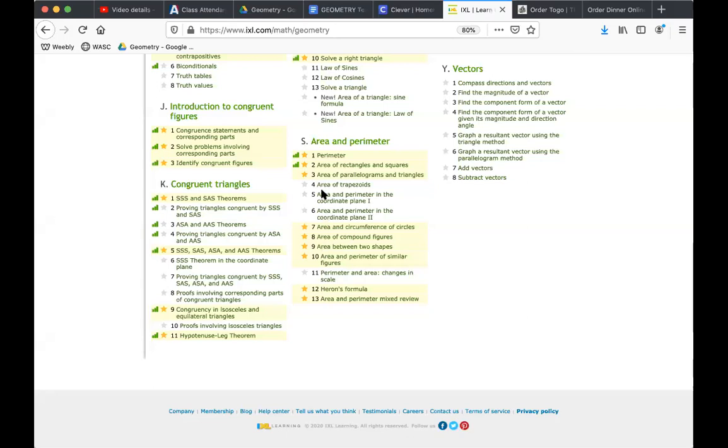Today we're going to focus on strand S, which is area and perimeter. So we're going to do perimeter, area of rectangles and squares, and area of parallelograms and triangles. So join me in these three. Let's first look at perimeter.